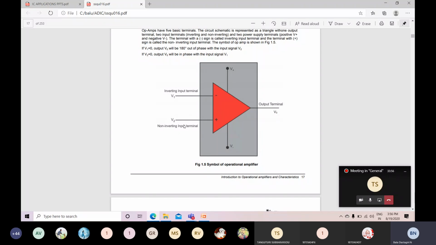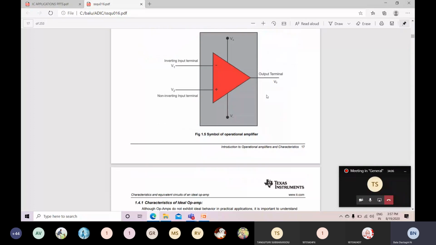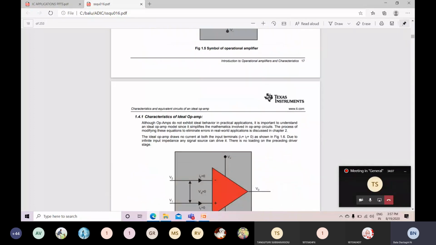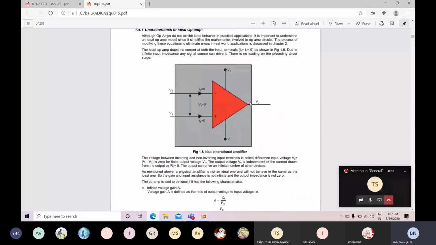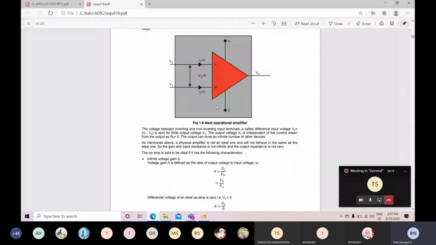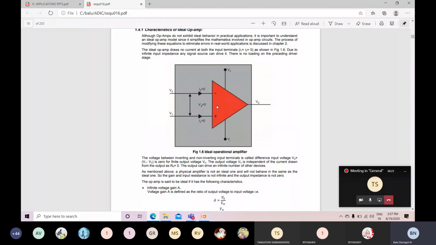Okay, so that is what we have seen. And if V2 is equal to 0, the input we are applying at V1 and the output will be 180 degrees out of phase with each other. Okay, so now let us see the characteristics of an ideal amplifier. Although this op amp does not exhibit ideal behavior in the experiment, it is very important for us to know the ideal characteristics of the op amp.